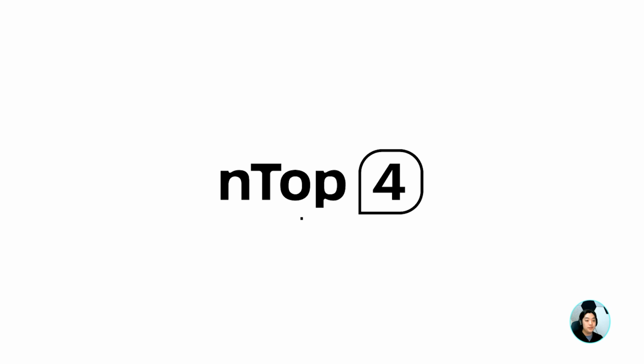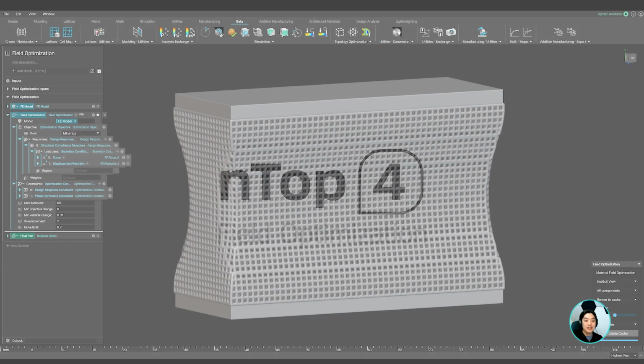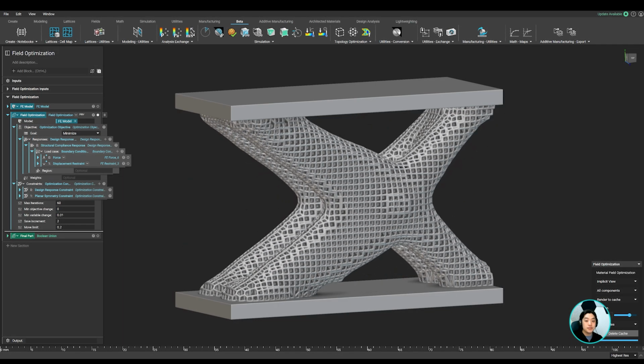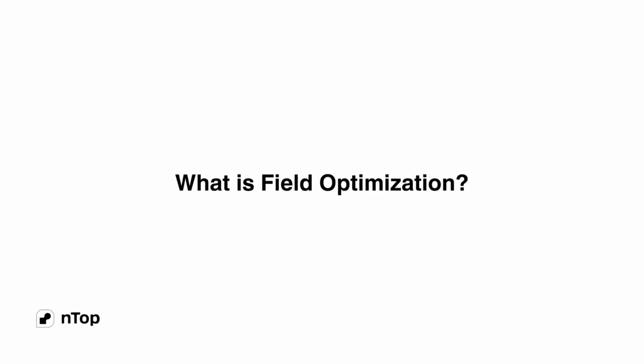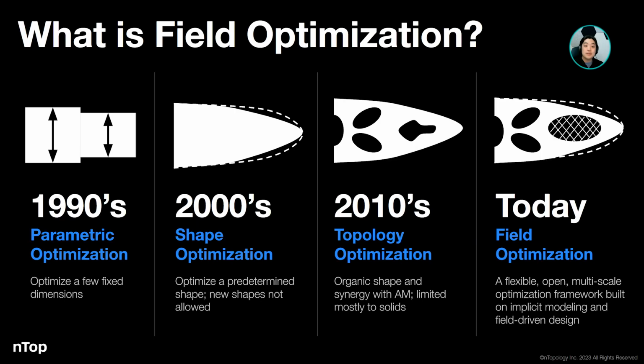With nTop 4, field optimization is now available. You can now generate highly engineered parts using a multi-objective and multi-scale design tool. Field optimization is a new generative design technology that enables you to solve today's most complex engineering problems, accelerating and improving decision-making for highly engineered parts.